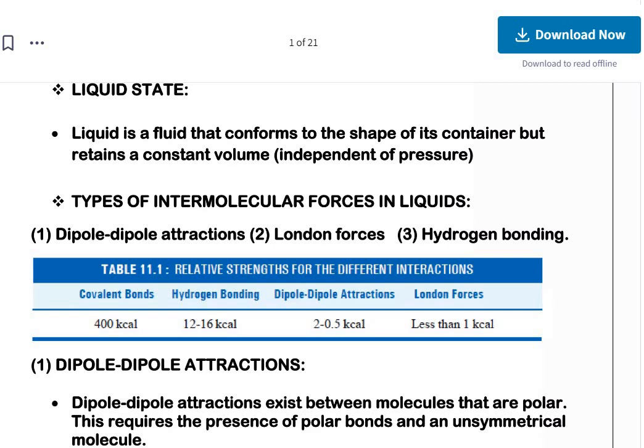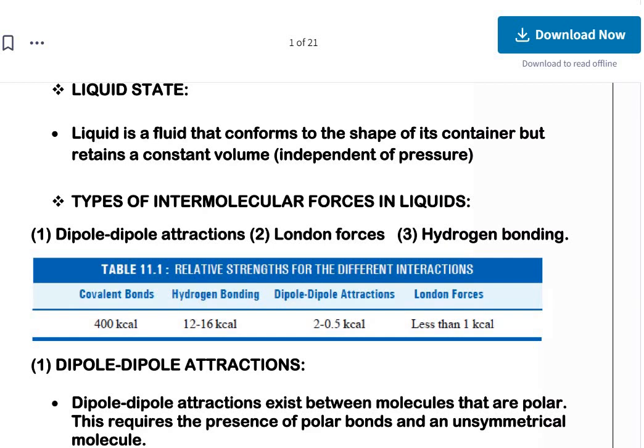So, types of intermolecular forces in liquids. We have to study these interactions because these interactions will decide the liquid states. So whenever we are going to learn about liquids, we have to learn about dipole-dipole attractions, London forces and hydrogen bonding, which you can see in this table.